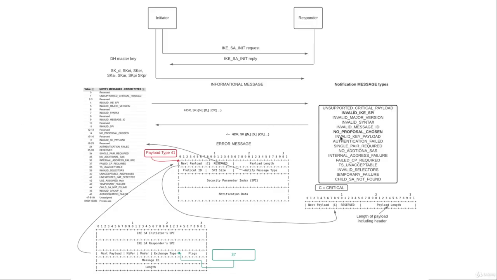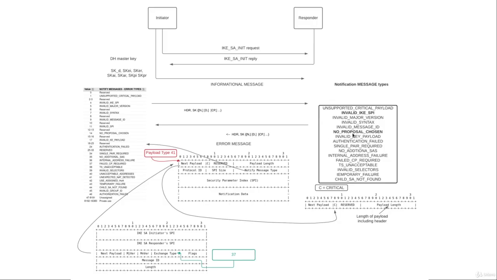Okay, going back to our topic, we have here a list of those error messages. Notably, one famous one is no proposal chosen. This lets the other party know that the security association requested, meaning the encryption, hashing, integrity, and Diffie-Hellman types requested by the peer, is not supported. If you see this error message, you should know right away that the configured transform sets are not supported by the other side.